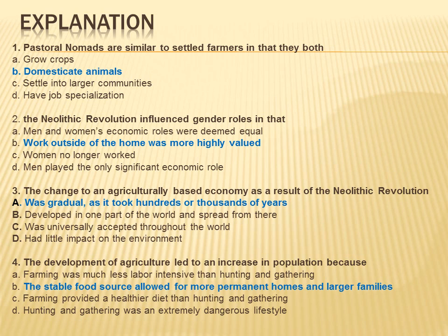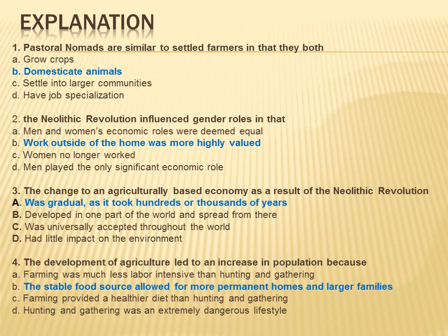4. The development of agriculture led to an increase in population because hunting and gathering was an extremely dangerous lifestyle. If it was a dangerous lifestyle, population wouldn't have grown. And hunting and gathering has nothing to do with the development of agriculture. It was that desire for excess of food that led to it. But hunting and gathering didn't lead specifically to agriculture. Agriculture was just the need and desire for more food.